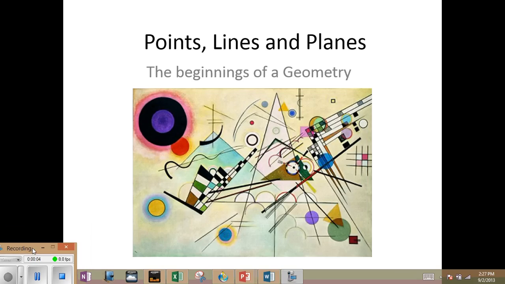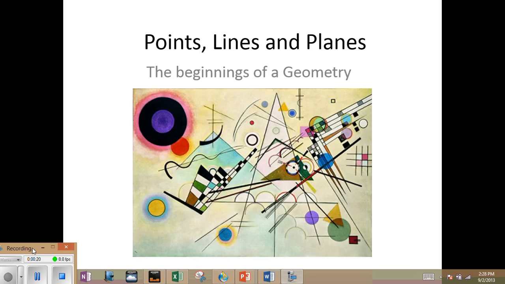Every class in geometry begins with the definition of points, lines, and planes. This is the foundation for all of it. And I found this kind of neat little graphic. Try to find all your points, lines, and planes.